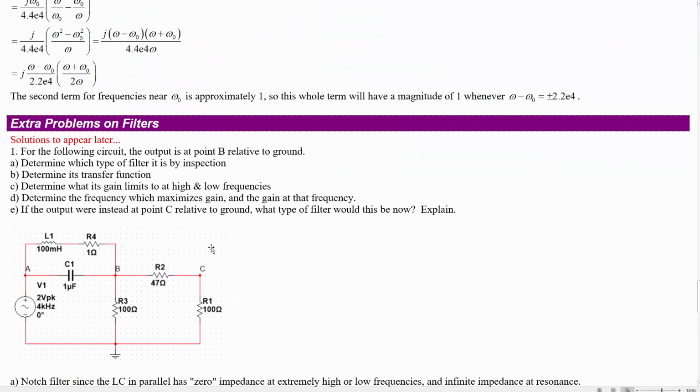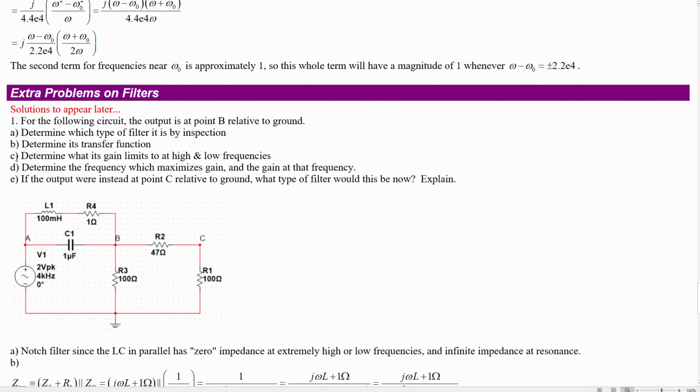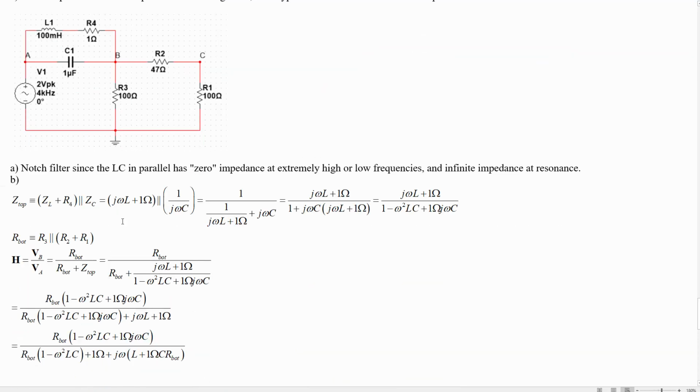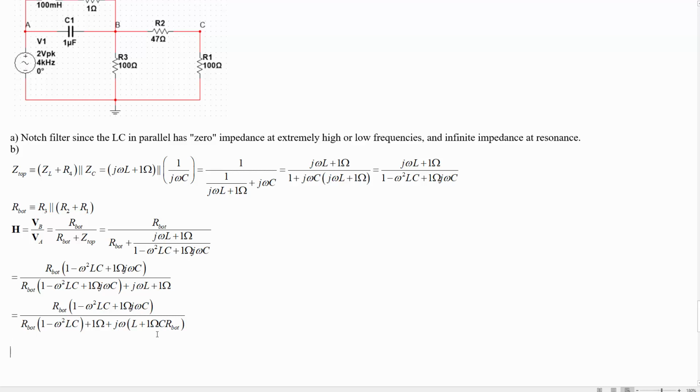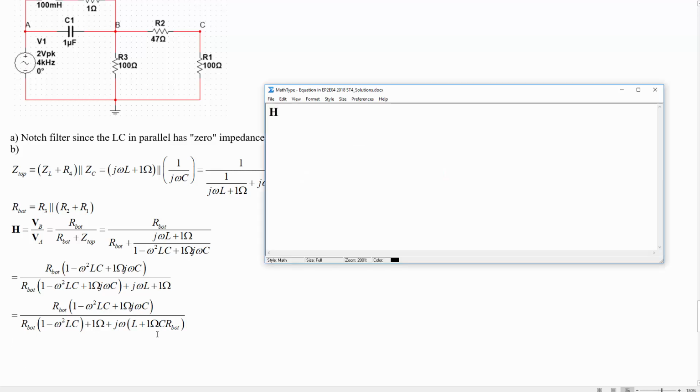So the next things that we want to do are determine what the gain limits to at high and low frequencies, the frequency that maximizes the gain and the gain at that frequency, and if the output were instead at point C relative to ground, what filter would this be now, and explain. Okay, so first let's figure out the gain at high and low frequencies. H at infinity is going to be, as we talked through just a moment ago, negative LC times R bottom over negative LC times R bottom, which is going to equal 1.